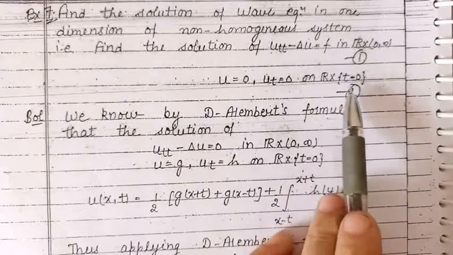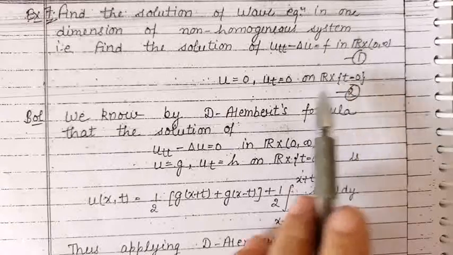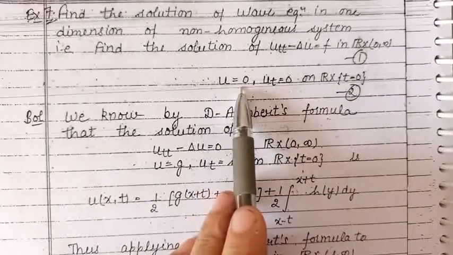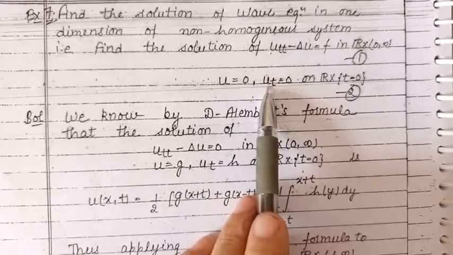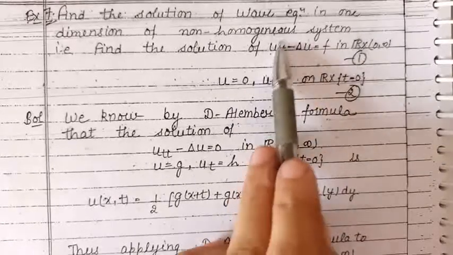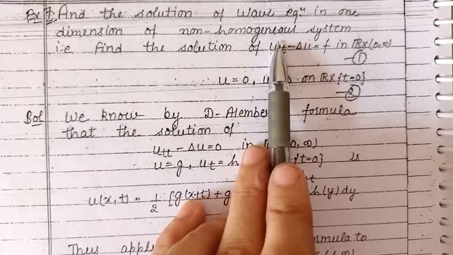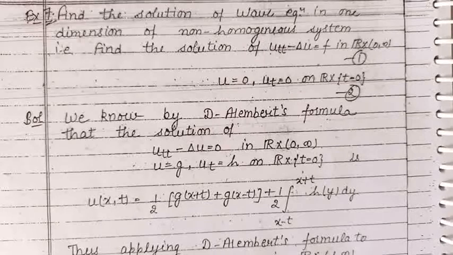The initial conditions corresponding to t equal to 0 are: the value of u is 0 and the value of the partial derivative of u with respect to t is 0. These are the initial conditions. So this is the initial value problem for the non-homogeneous wave equation in one dimension. Now to discuss its solution, we will use D'Alembert's formula.